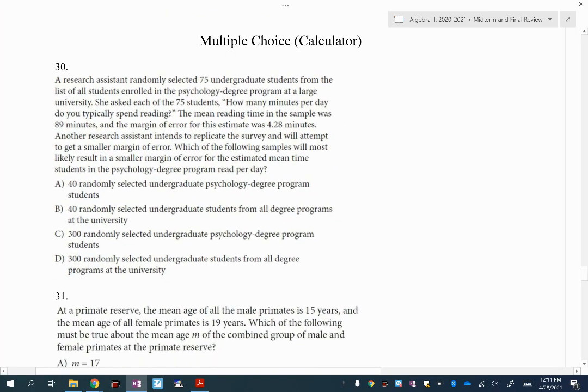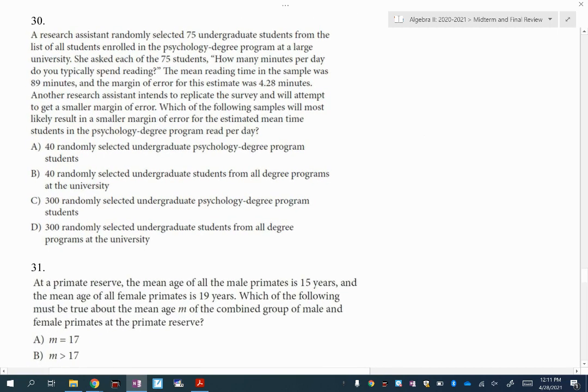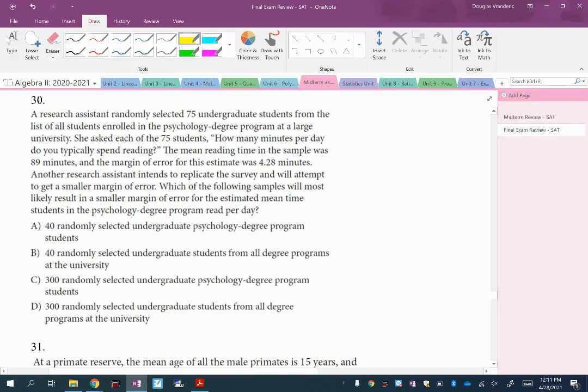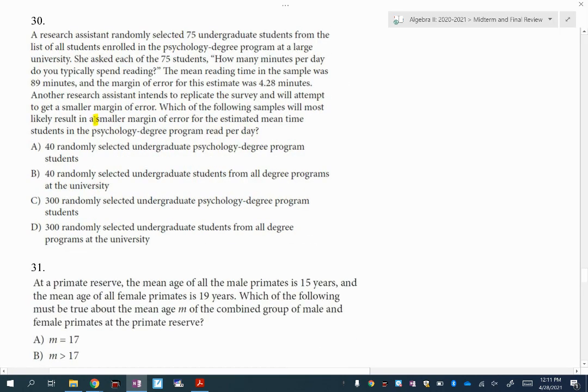All right, number 30. We have a research assistant who randomly selected 75 undergrad students from the list of all students enrolled in the psychology degree program at a university. She asked the students a question, then she found some data, with a margin of error of 4.28. It says, which of the following samples will most likely result in a smaller margin of error for the estimated mean time that students read per day?